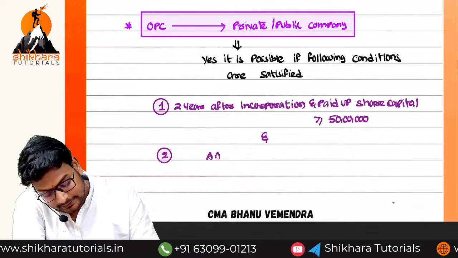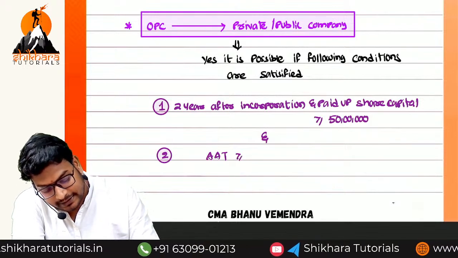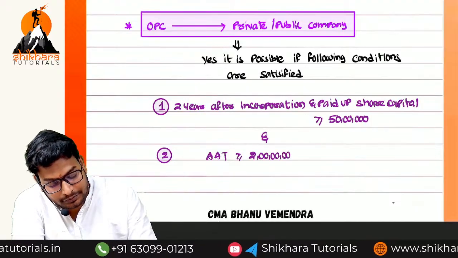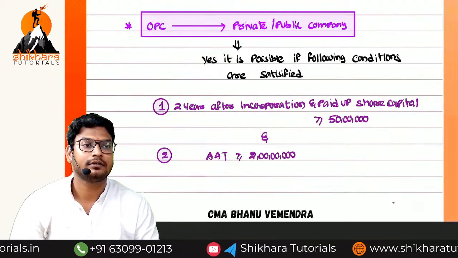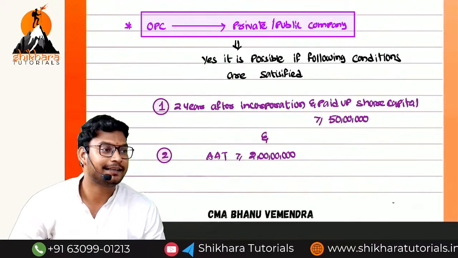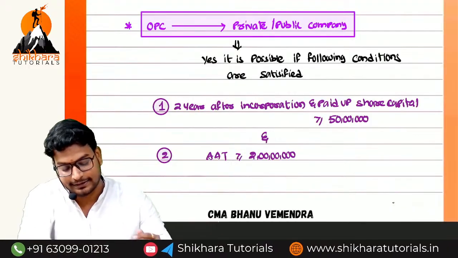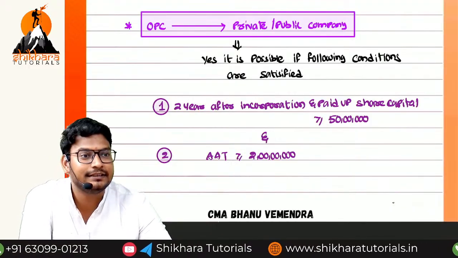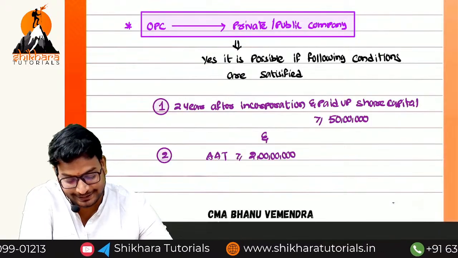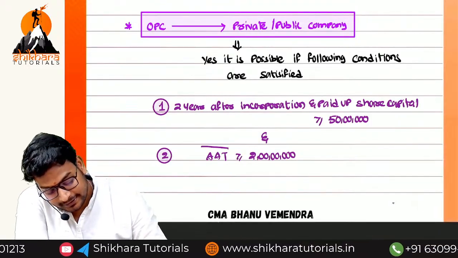AAT should be greater than or equal to 2 crores. I think you know how to write 2 crores. How many zeros will be there? 5 or 6 or 7 or 8? Okay. 7 zeros will be there. If it is 8 zeros, it is 20 crores. Okay. What is the meaning of AAT?